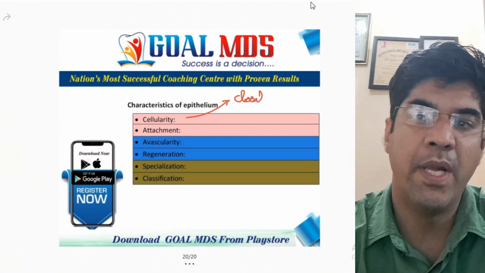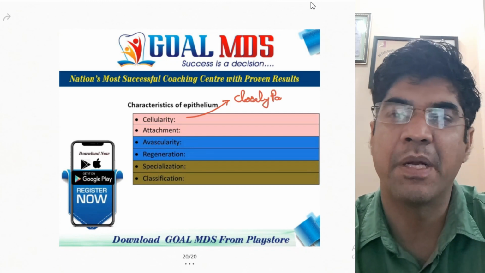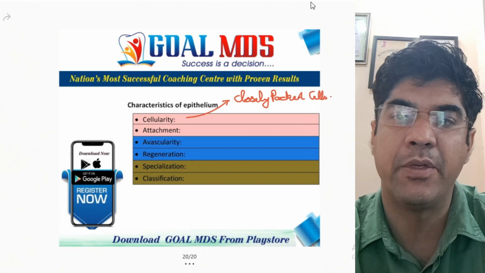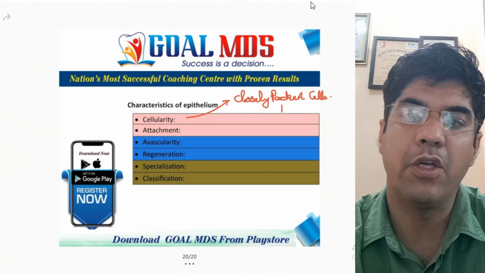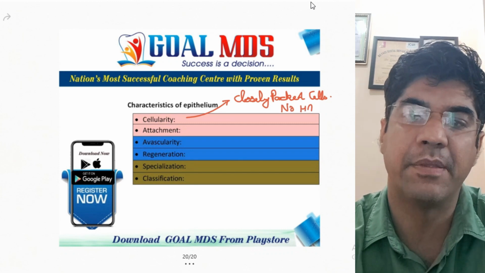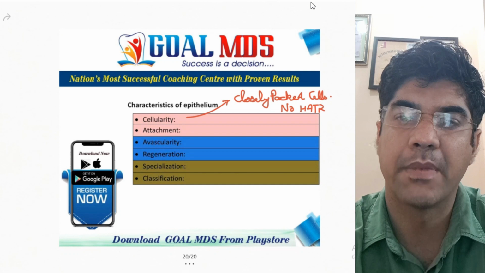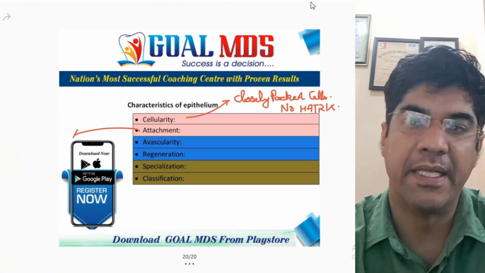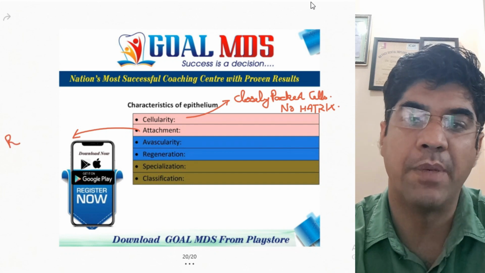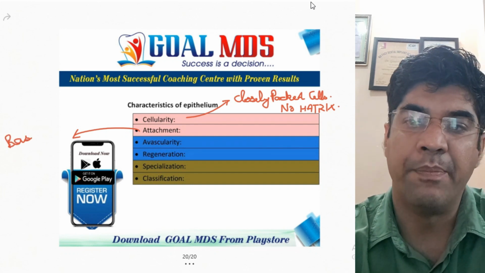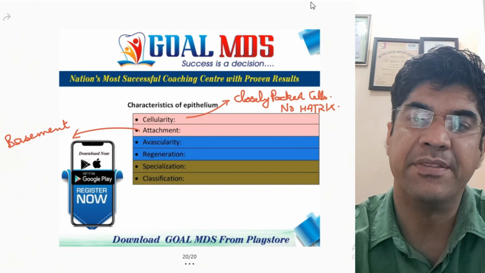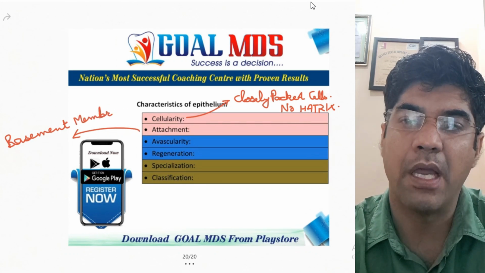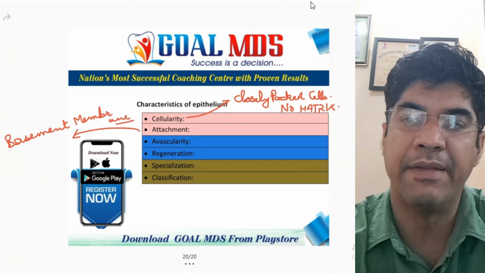Number one is the cellularity. The epithelial tissue is composed of closely packed cells. The cells are closely packed together with little to no extracellular matrix present between them. Second, attachment. The epithelial cells are attached to the basement membrane. The basement membrane will provide support and help to anchor the tissue to the underlying connective tissue.